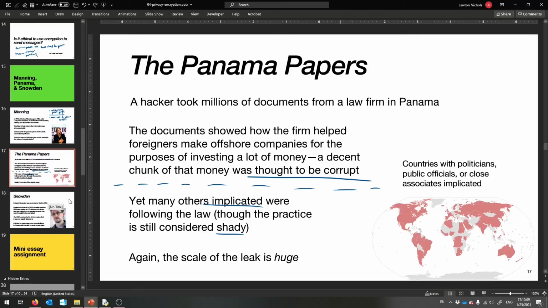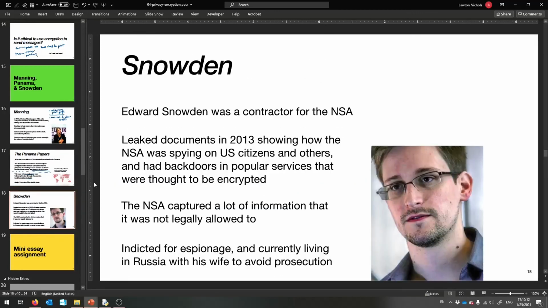Okay. The final topic for this lecture, then we're out of here. We'll talk about your essay and get out of here, is Edward Snowden. So he was a contractor for the NSA, National Security Agency, and he leaked documents in 2013, so relatively recently, showing how the NSA was spying on its citizens and others. Okay? And they had a lot of backdoors in popular services like Facebook and things that were thought previously to be completely encrypted. Like my information is not being shared with anyone right now because I thought that this was all encrypted, but it was not.